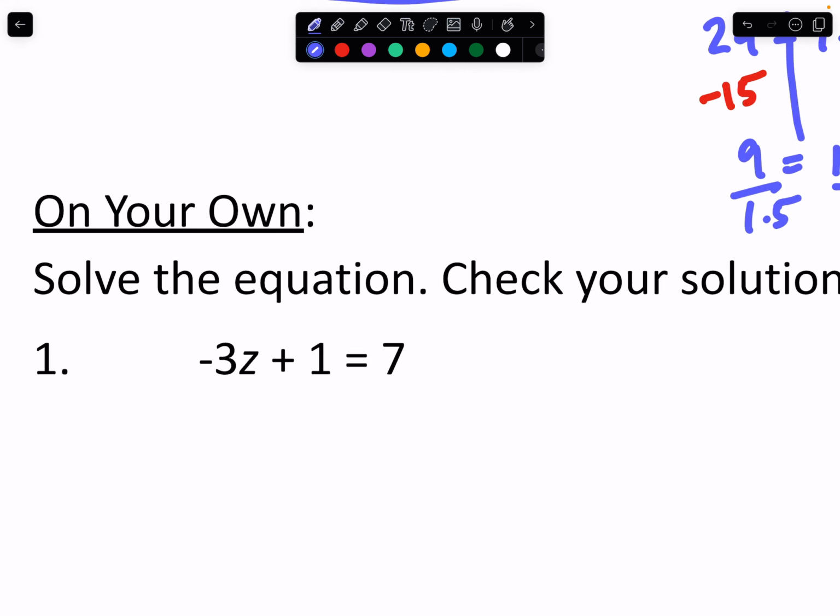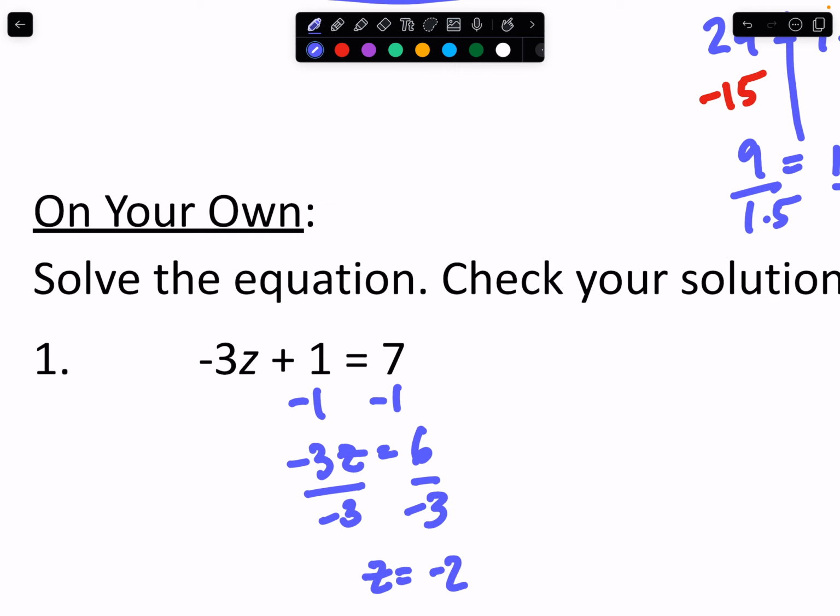Alright, so for example, here's number 1. You are going to subtract 1 from both sides. You have negative 3z is equal to 6. Divide by negative 3, divide by negative 3, get z is equal to negative 2. Right, notice how I subtracted first and then divided, always in that order.